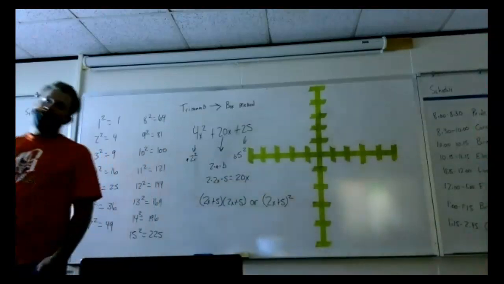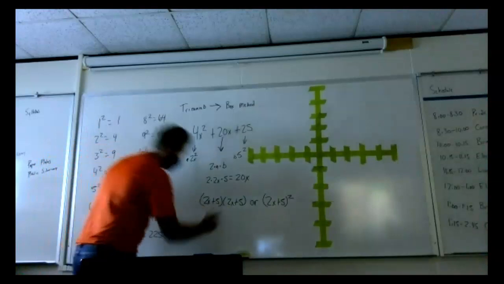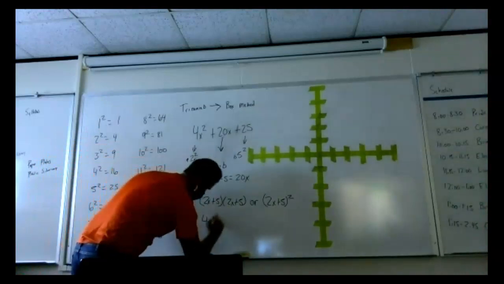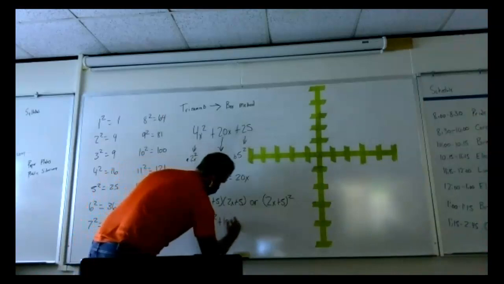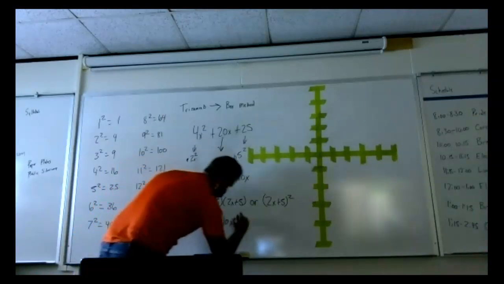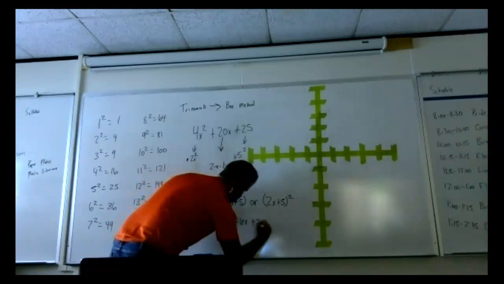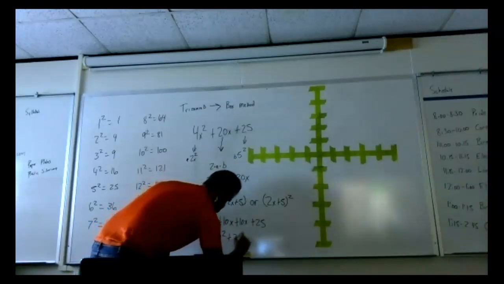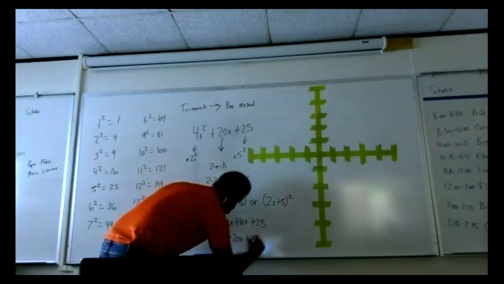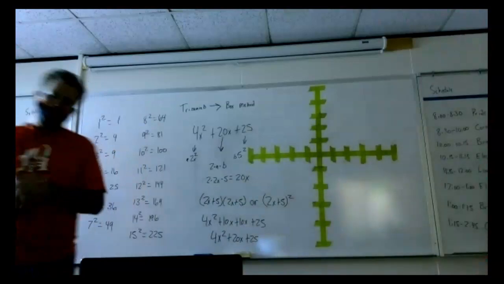And if you doubt it, you can FOIL it back together. 2x times 2x is 4x squared. 2x times 5 is a plus 10x. 5 times 2x is a plus 10x. 5 times 5 is a plus 25. We combine our like terms, and we do end up with 4x squared plus 20x plus 25.